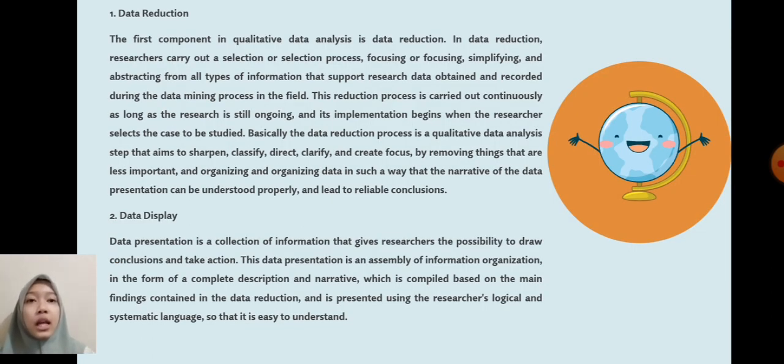First, data reduction. The first component in qualitative data analysis is data reduction. In data reduction, researchers carry out a process of selection, focusing, simplifying, and abstracting from all types of information that support research data obtained and recorded during the data mining process in the field. This reduction process is carried out continuously as long as the research is still ongoing, and its implementation begins even when the researcher selects the case to be studied.